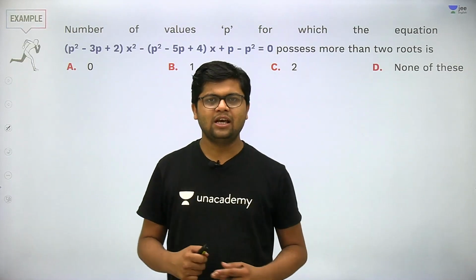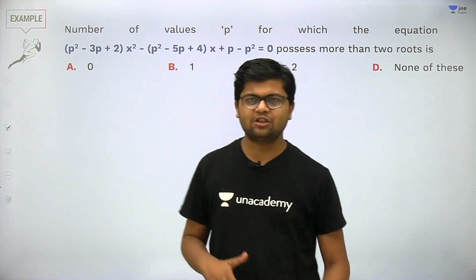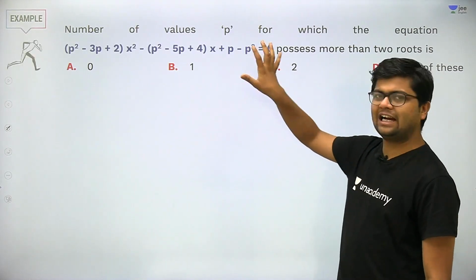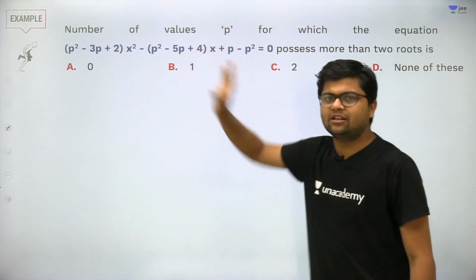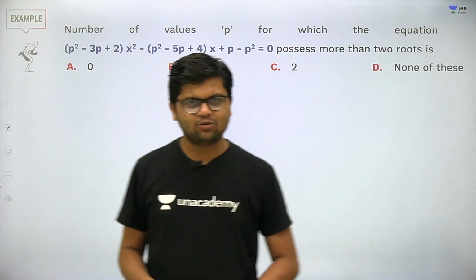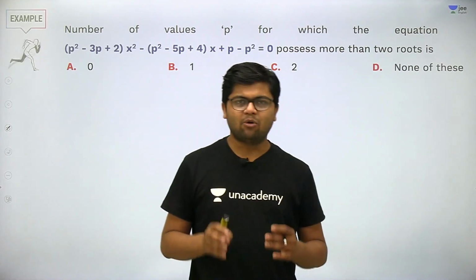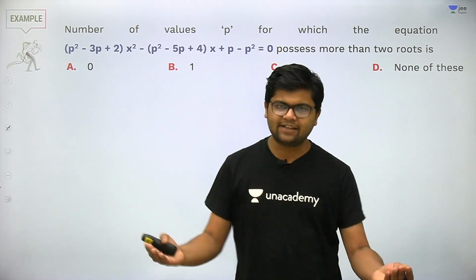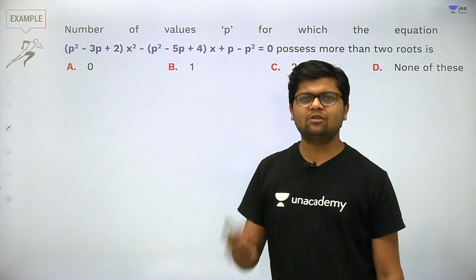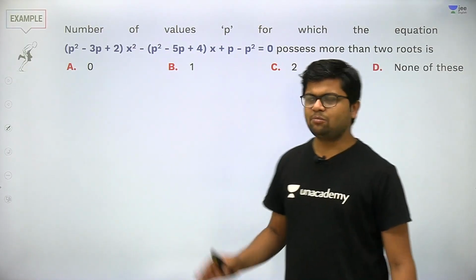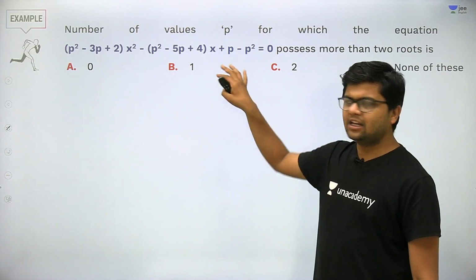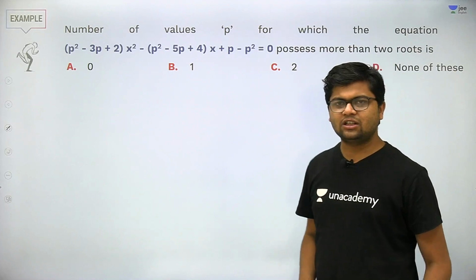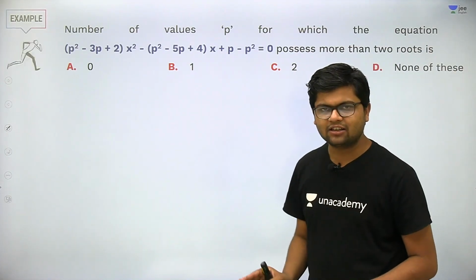This is our first problem. Number of values of p for which this equation possesses more than 2 roots. Now simply, if you read this equation, you can easily understand that this is a quadratic equation in x, because the power of x is 2. So if a quadratic has more than 2 roots, in that situation that quadratic becomes an identity. That is the theory. And for any quadratic equation to become an identity, the coefficient of x square should be 0, coefficient of x should be 0, and constant term should be 0 simultaneously. That is okay.